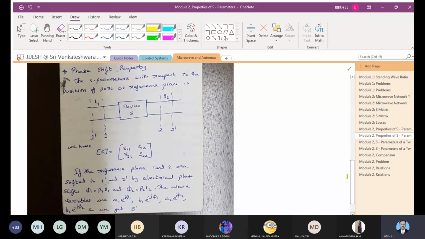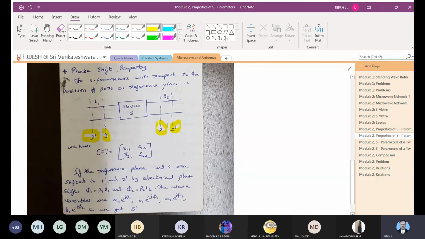Phase shift is quite simple. It concerns the S parameters with respect to the position of the port or reference plane. So we are just shifting the reference plane. Like when you are running a 100-meter race, you have some water in between, some sand in between. Even though you are running at a speed, your speed will vary in those places. That is what you are shifting, the reference plane here. When you shift the reference plane, the phase also will have a shift in it. So you can see in the phase shift property, we have taken this as 1 and shifted it to 1 dash, and this is 2 and we have shifted it to 2 dash.